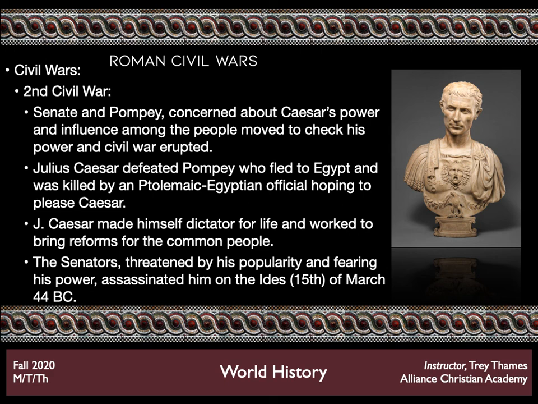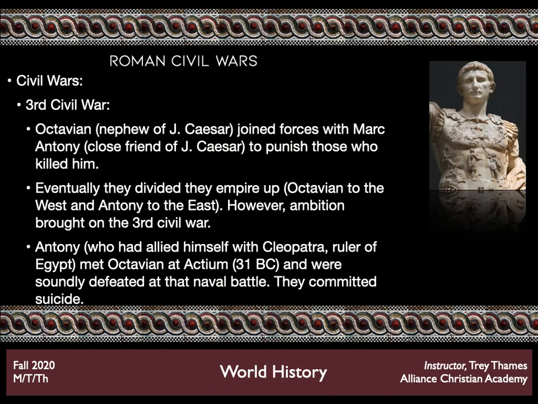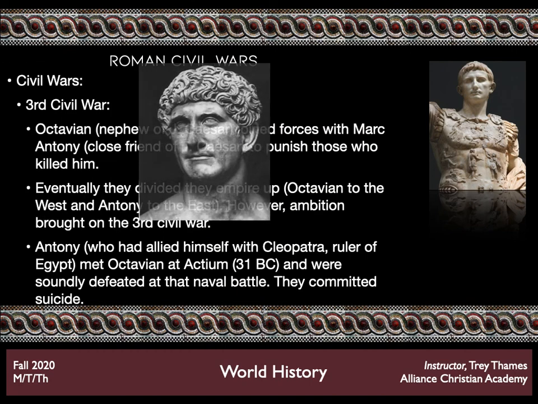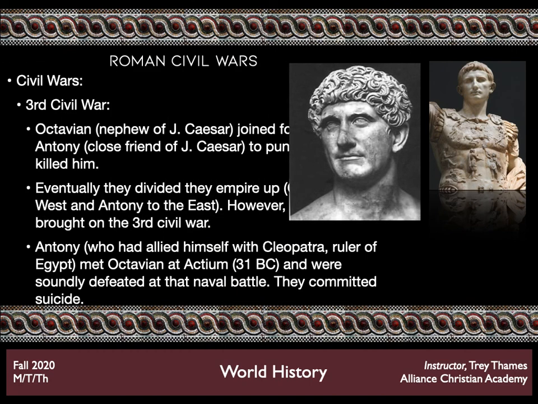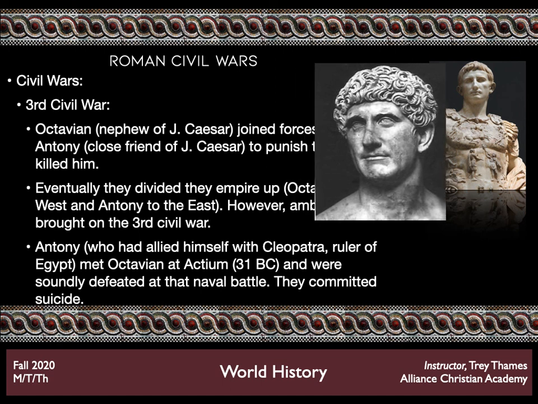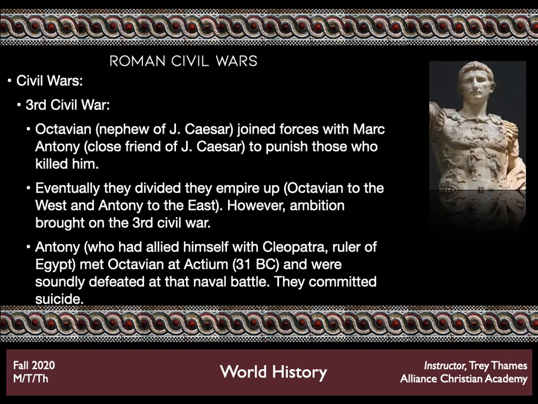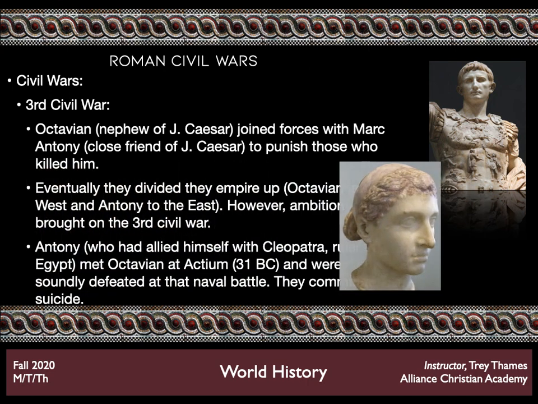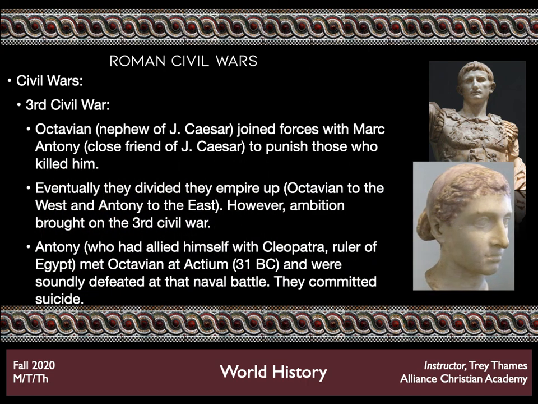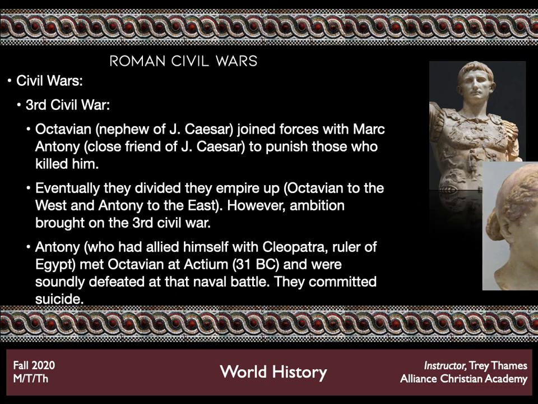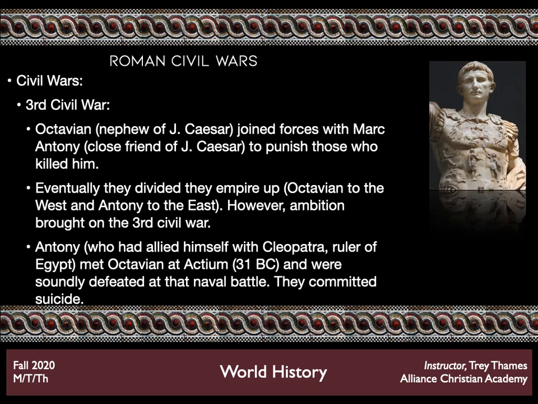So Julius Caesar's gone. But hey, we're not done with civil wars. Julius Caesar's nephew, Augustus, and one of his close friends, Mark Antony, are going to seek to punish all of those who killed him. Eventually, they're going to control and divide the empire. But hey, because we can't control things without fighting, we're going to fight. That's Cleopatra, by the way. She just left. They're going to fight against each other for control of the Roman Empire, and Mark Antony is going to have the support of Cleopatra.